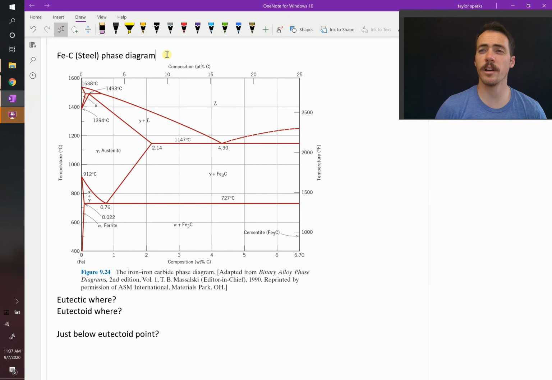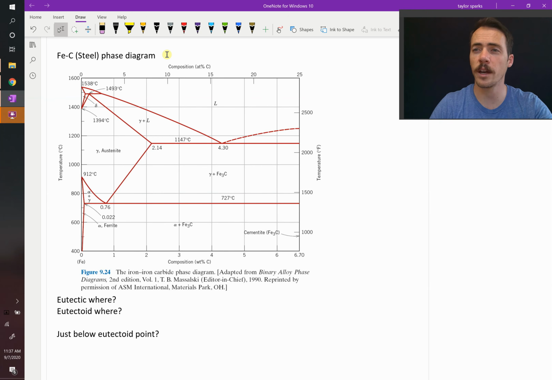All right, the last thing we're going to cover in this chapter on phase diagrams is an example of probably the most important phase diagram to material scientists, which is the iron-carbon phase diagram, and that's the one that gives us steel. So the steel phase diagram is fascinating. First off, let's just take a look at it here. Here I've shown it. What do you see? Do you recognize any of the reactions that we've learned about?